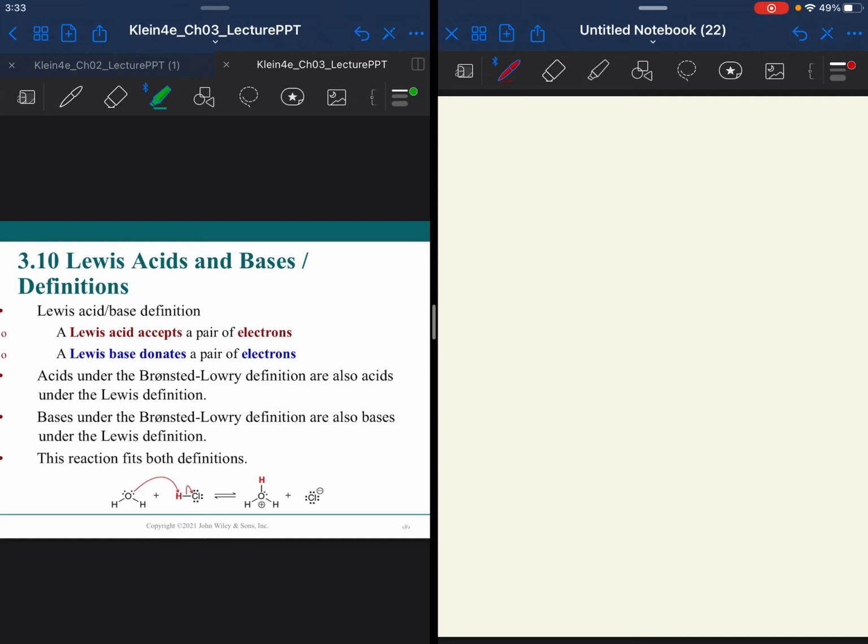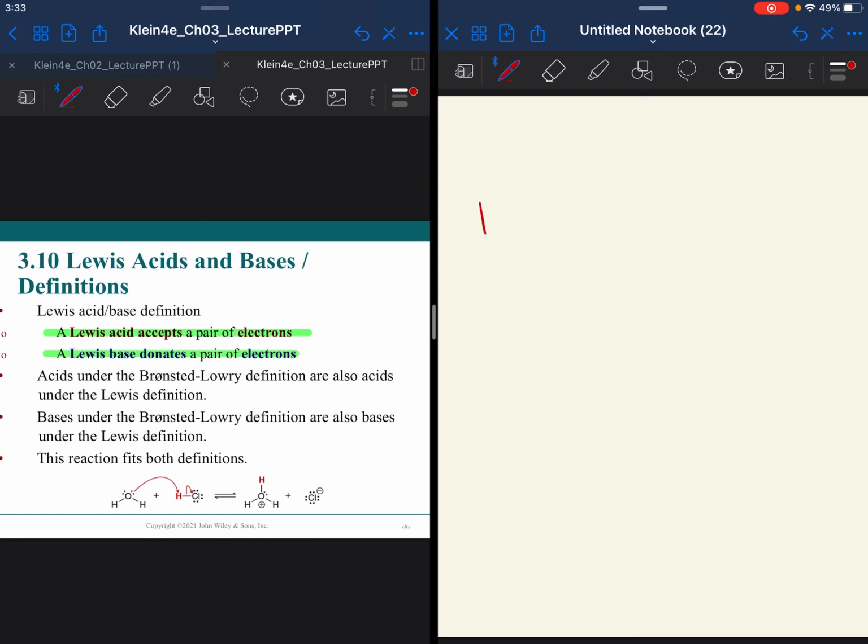So Lewis acid-base definition, very important. I'm not going to rewrite it because it says it right here. A Lewis acid accepts electrons. A Lewis base donates electrons. Right? So as opposed to a Bronsted-Lowry acid, right?